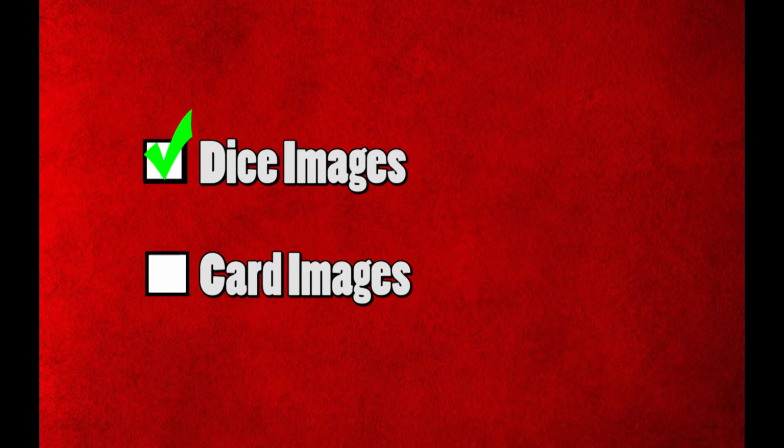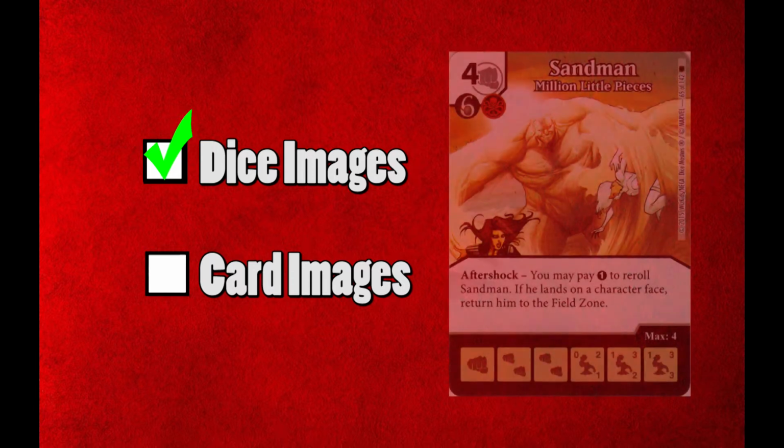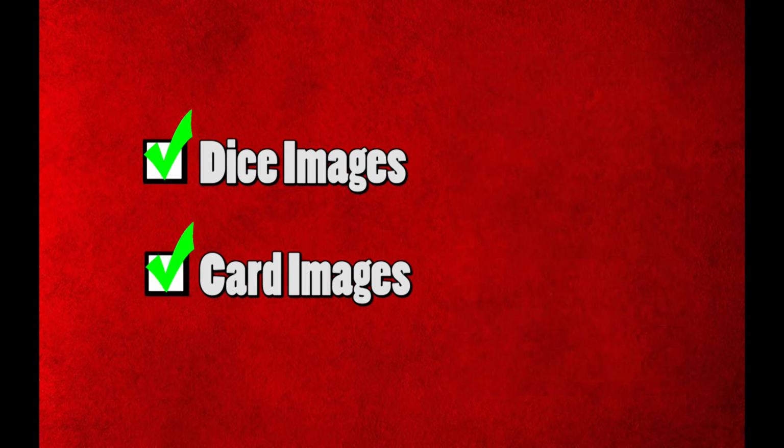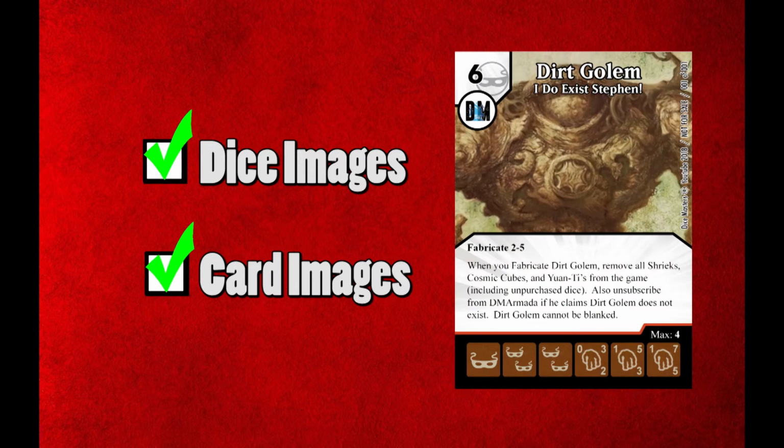In this case, we are going to take the advice of James from Dice Masters with James and Zach fame, and we are going to use Sandman as our dice. And you will also need an image for your card, whatever card you decide you're going to make. In this case, we are going to make the Dirt Golem. If you do not already know, the Dirt Golem is probably one of the most powerful cards in Dice Masters.